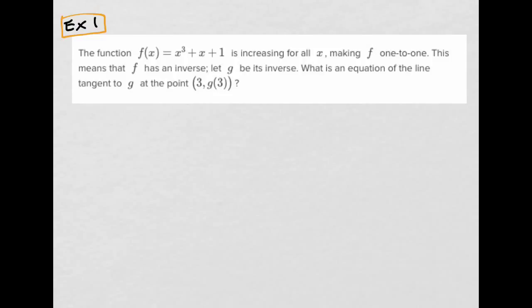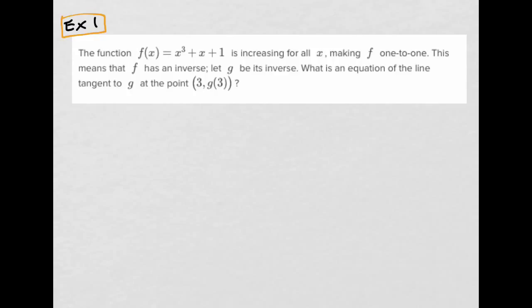So the first example: the function f of x equals x cubed plus x plus 1 is increasing for all x, making f 1 to 1. This means f has an inverse. Let g be its inverse. Really, all of that information is just telling us this is our f and it has an inverse. A function has to be 1 to 1 for it to have an inverse. That's why it's saying that, but it's okay if you don't know what that means.